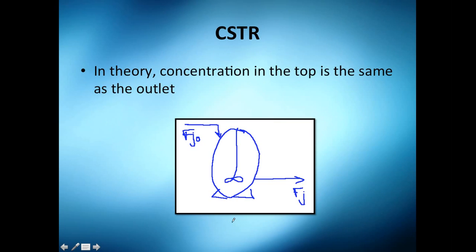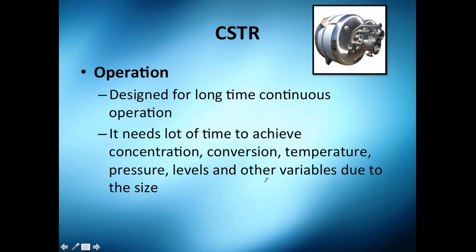So in theory, the concentration at the top here is the same as in the outlet, which is not that real, because if you are feeding A and producing B, so A turns into B, you will have a lot of A here, you will have a gradient, A and B, and almost all B here. So of course that's not that true, but we need to start with something. If you have a super agitation system, yeah, it's possible.